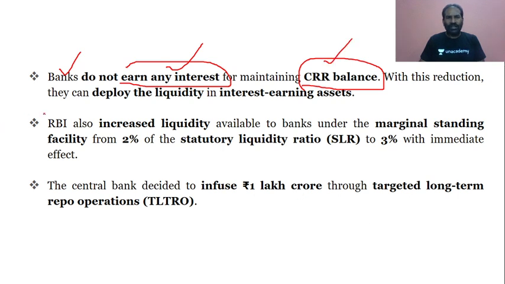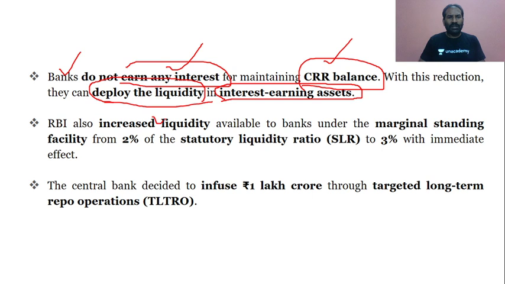And with this reduction, from 4 to 3%, they can deploy that excess money, that 1% in our discussion, in interest earning assets. What kind of interest earning assets? The way I said, they can give it in the form of loans, from where they would again get interest by giving the amount as loans to individuals or businessmen.